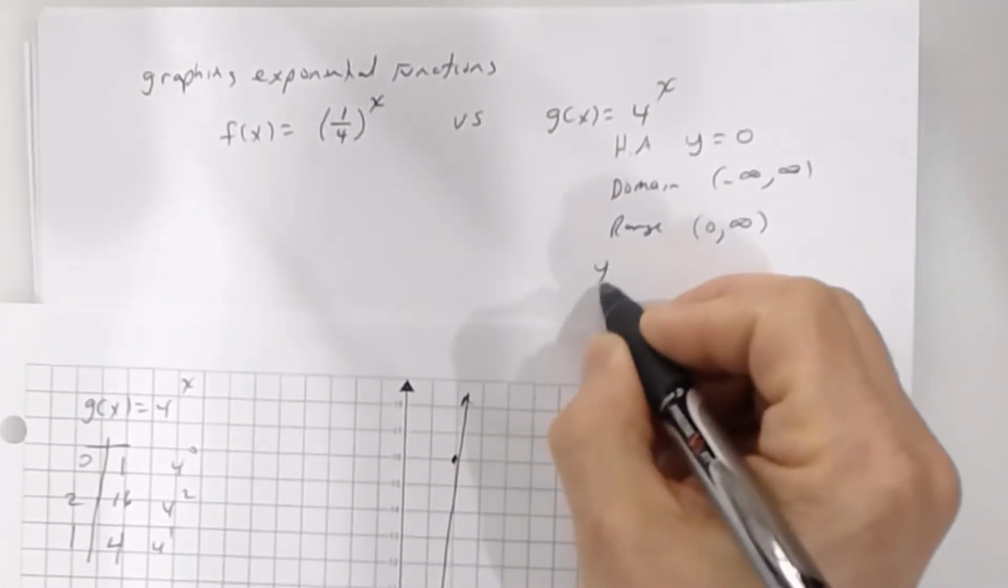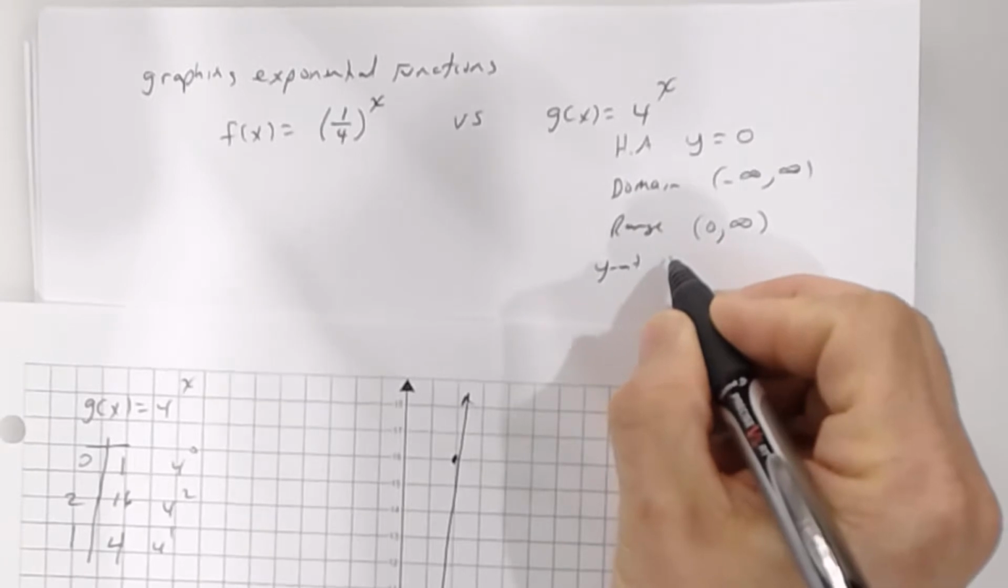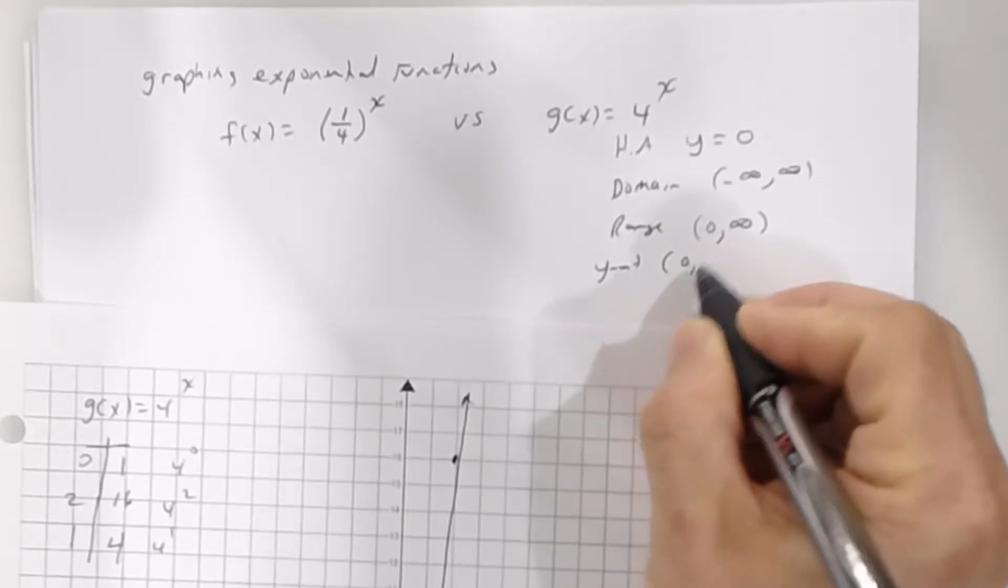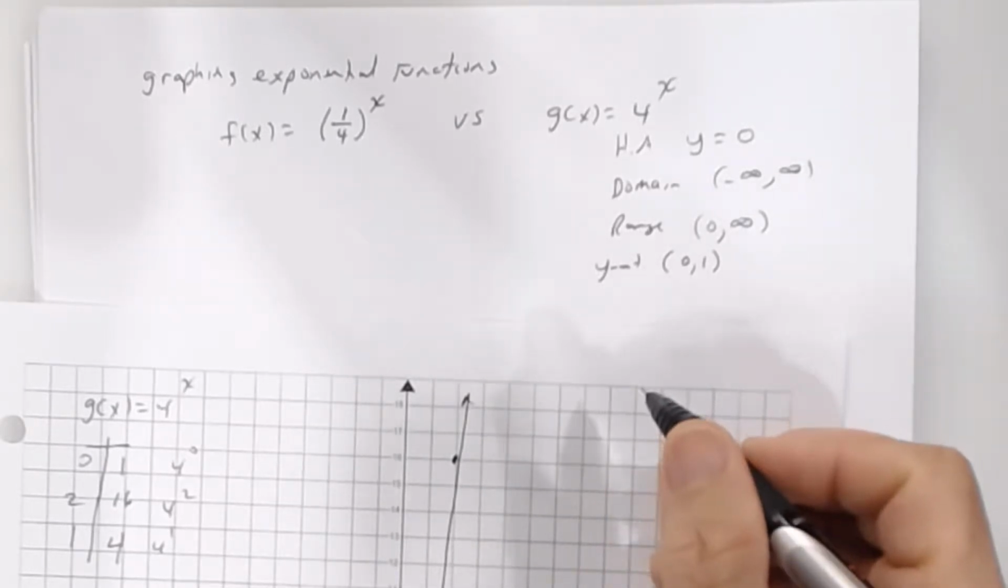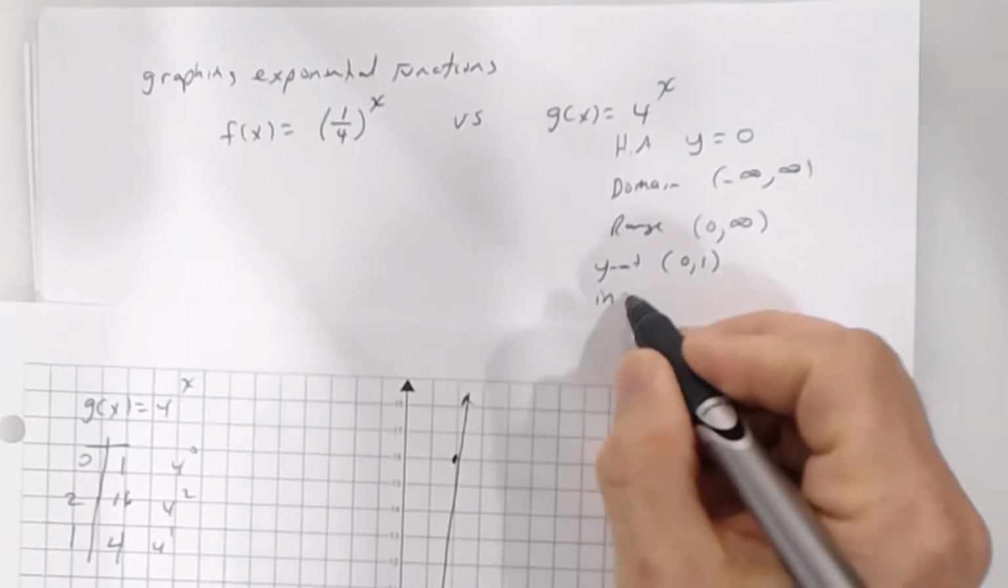What's the y-intercept? They're going to ask you for that. As a point, you're going to say it's what? 0, 1. Okay? And is it increasing or decreasing? It's increasing. So it's an increasing function.